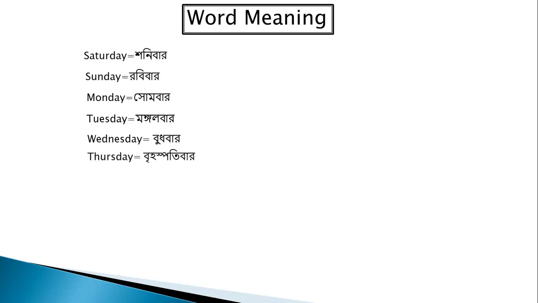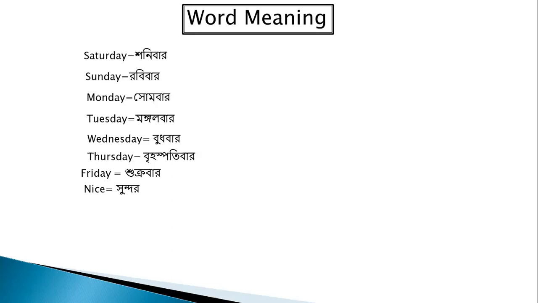Thursday. Thursday meaning is Brihospotibar. And the last day in a week, Friday. Friday meaning is Shukrobar. So dear friends, these are the names of the 7 days.